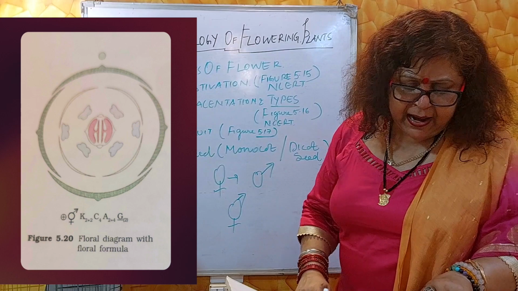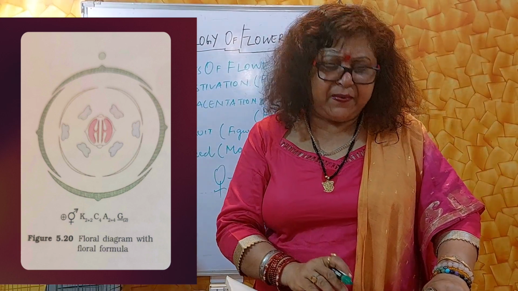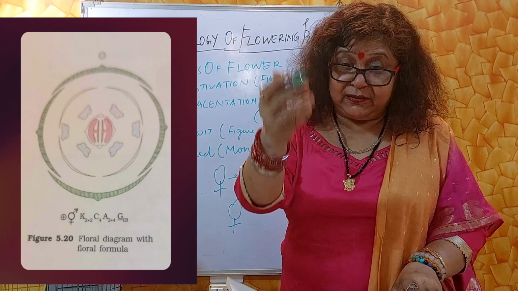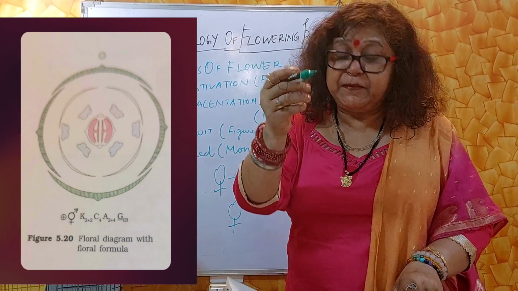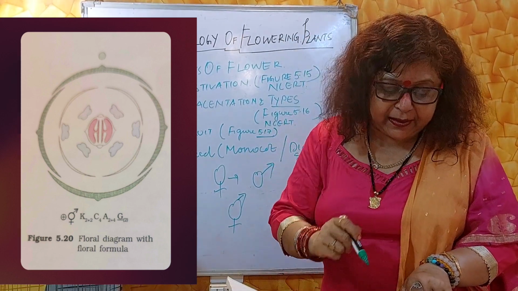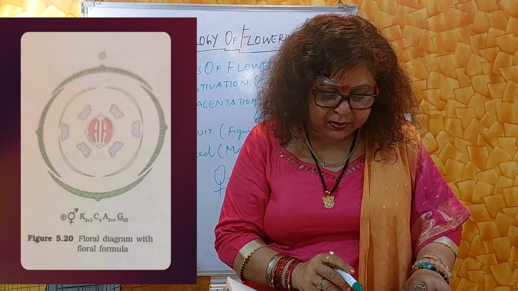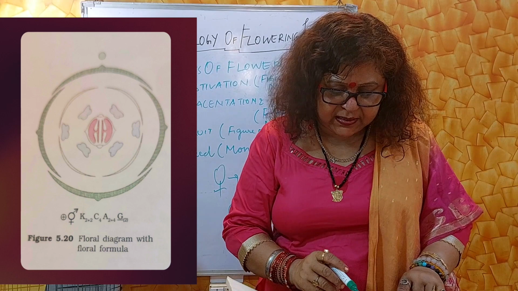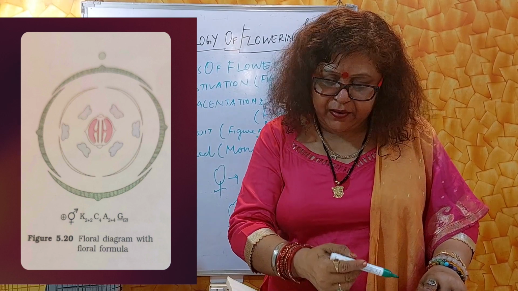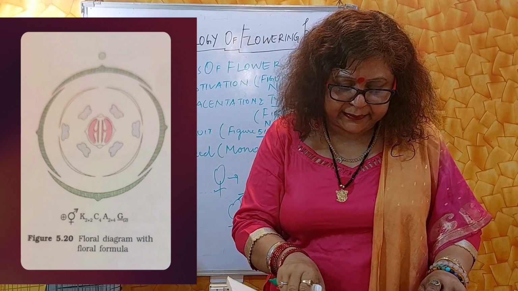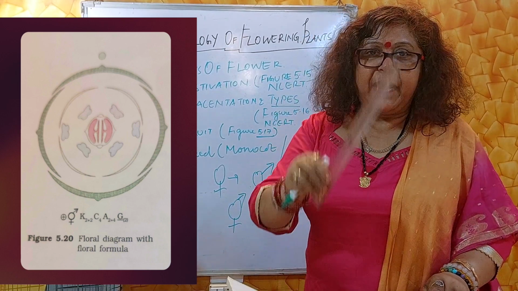The number of androecium members, how many there are, and how many types there are, can also be denoted. You can read the whole paragraph in the book, on the last page. I am not going into detail. You can all kindly read it and do it in your practicals.